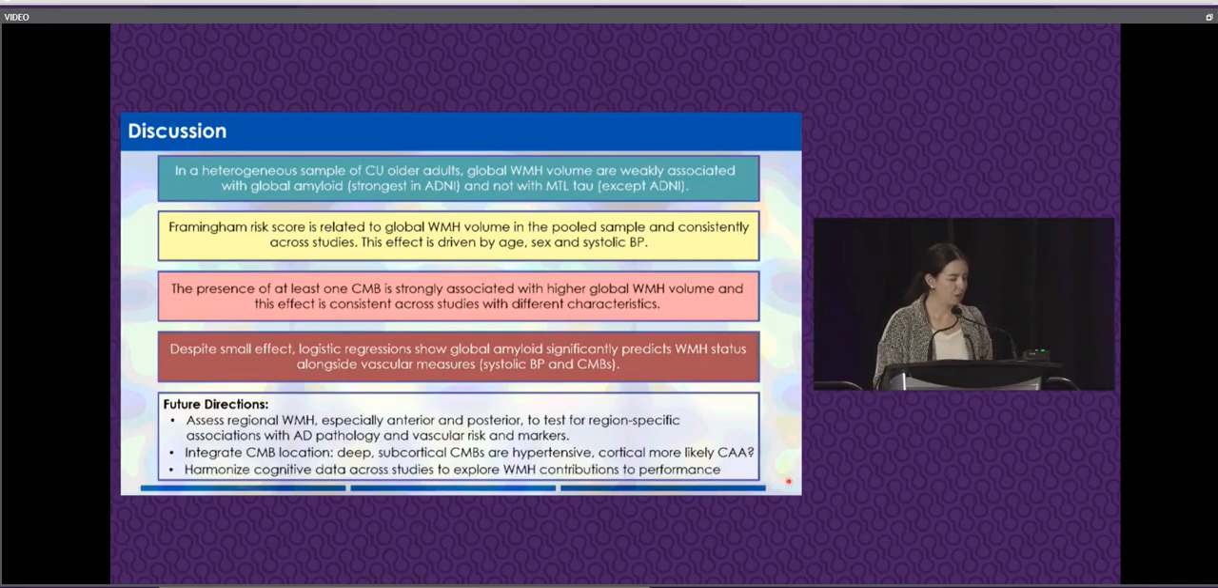And finally, we want to harmonize cognitive data across studies so that we can understand white matter hyperintensities' contribution to cognitive performance, which has been looked at in many studies, but also especially alongside the other measures we have here in this cohort.